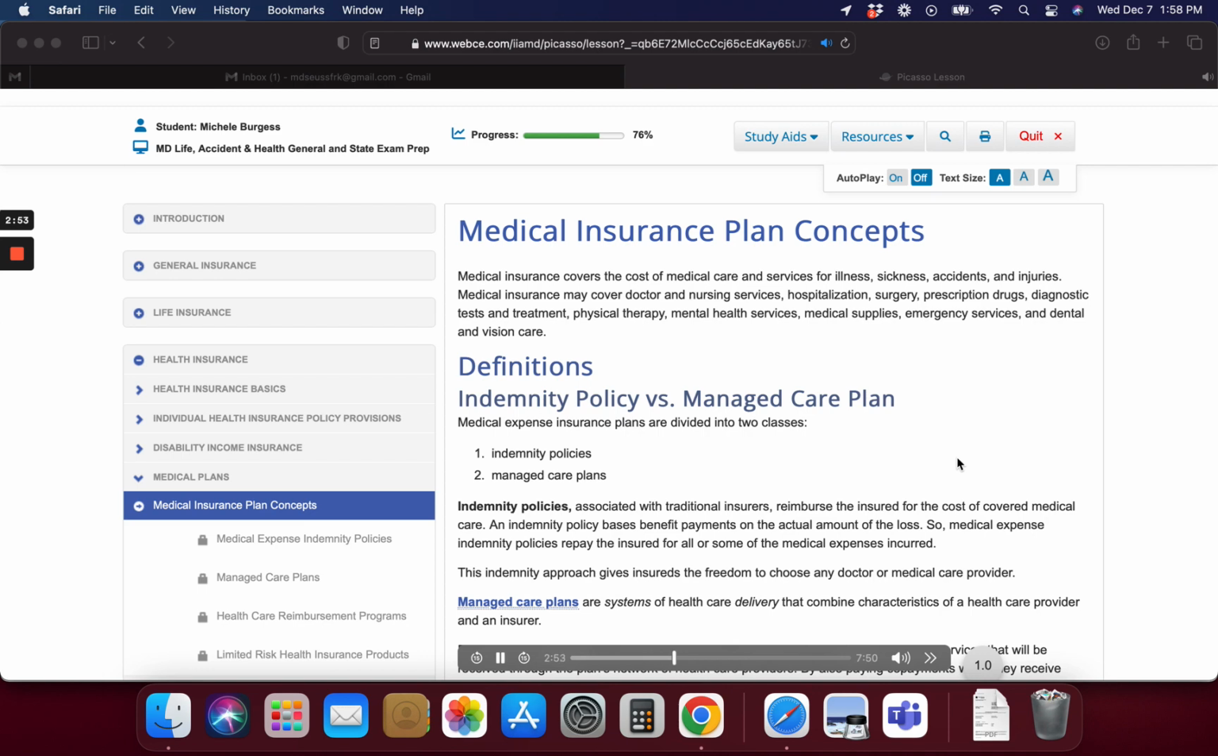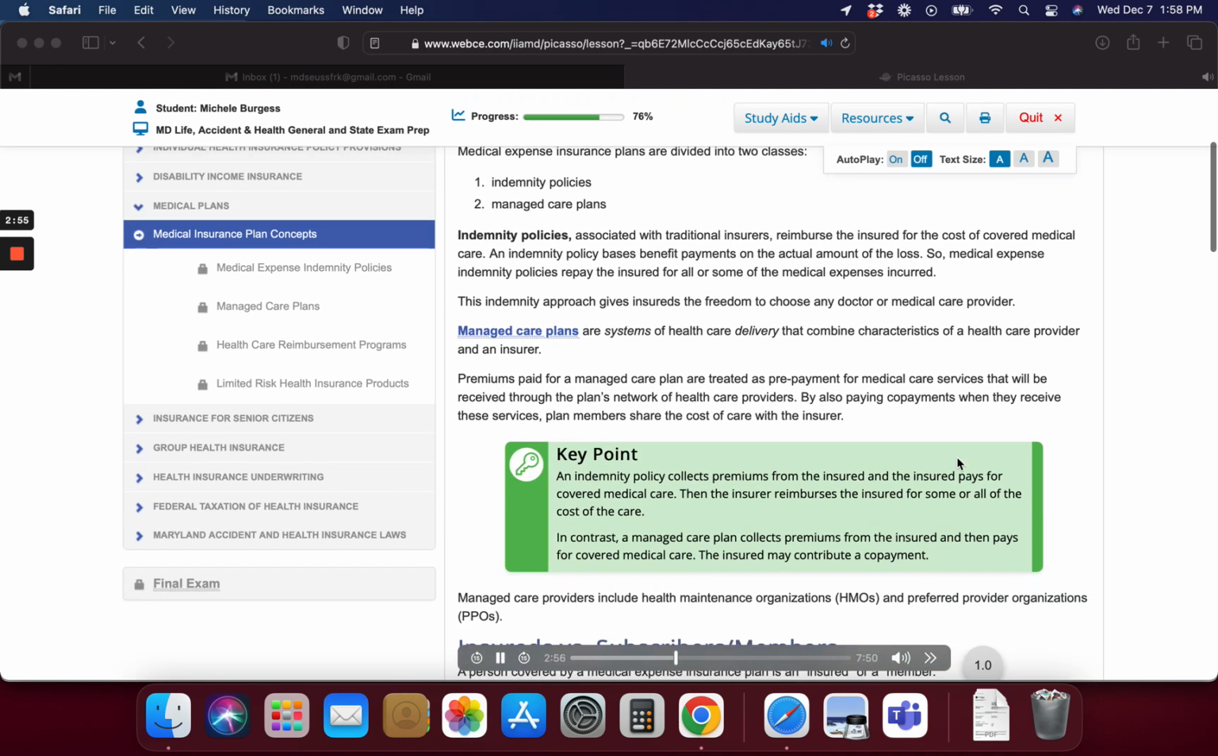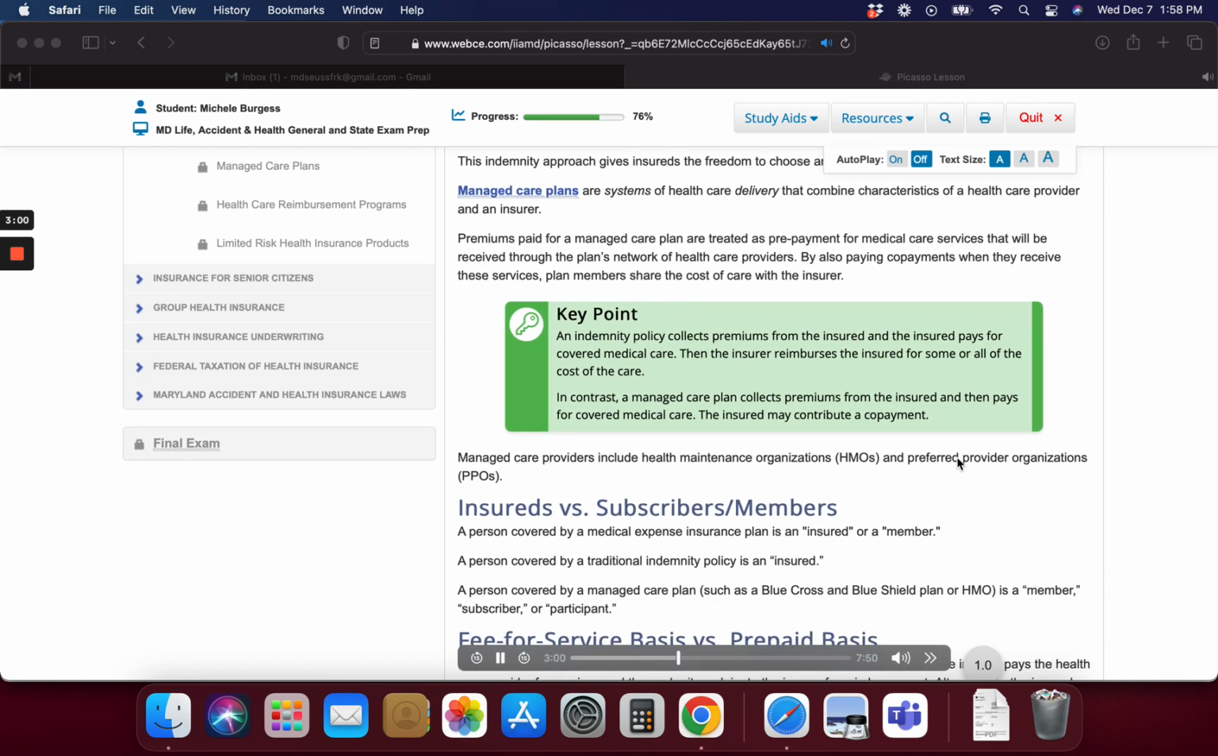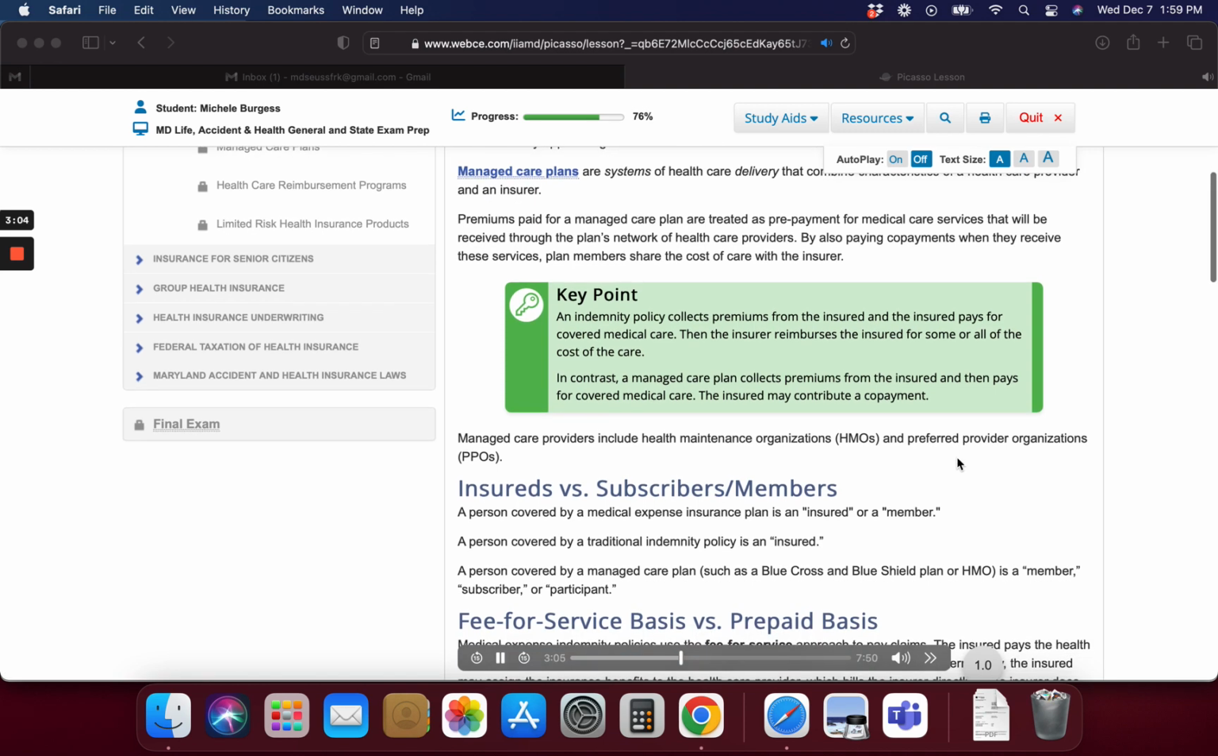Managed care plans such as HMOs and PPOs operate on a prepaid basis. The plan member may pay a co-payment to cover some of the expenses. The provider may also bill the member for any remaining expenses that the plan does not cover.